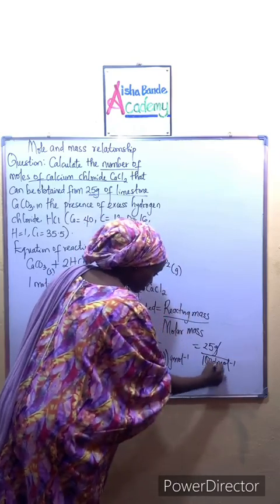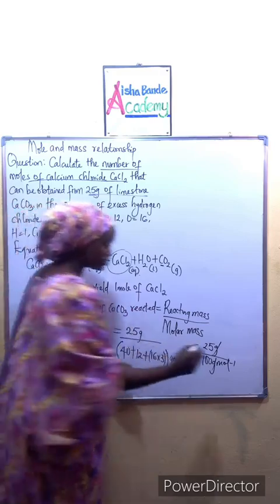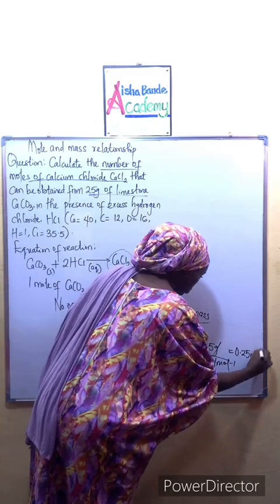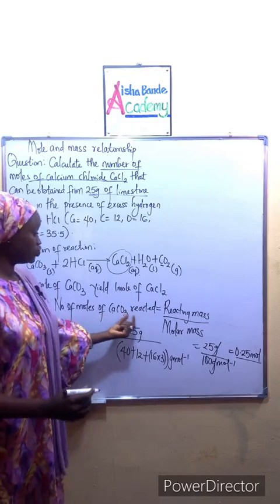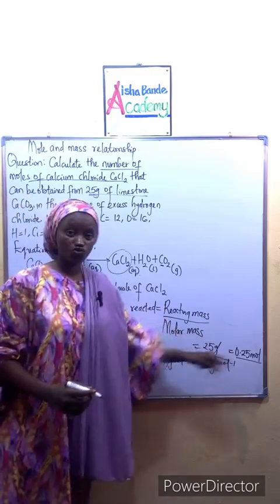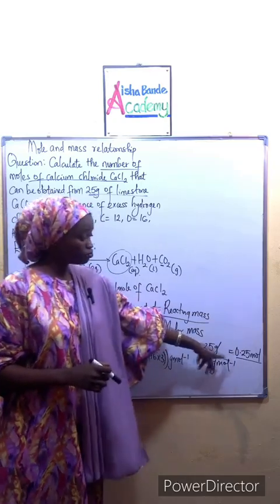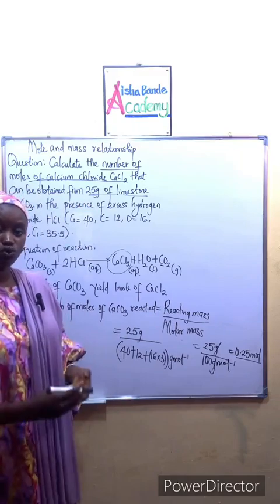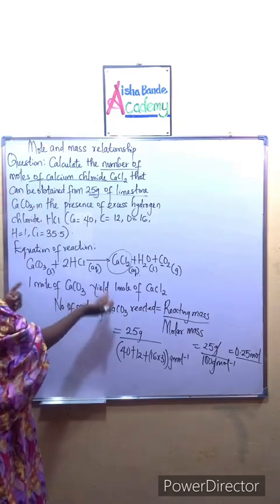Okay, so here we can see grams cancel gram, and we are left with 25 over 100, and that's going to give us a value of 0.25 mole. So what this means is that the number of moles of CaCO3 that reacted in this chemical reaction is 0.25 moles. Interpreting this also means that 0.25 moles of CaCO3 yields 0.25 moles of CaCl2, because they have the same number of moles.